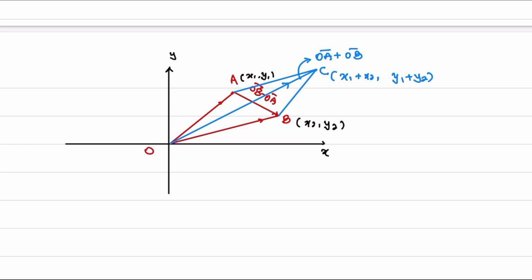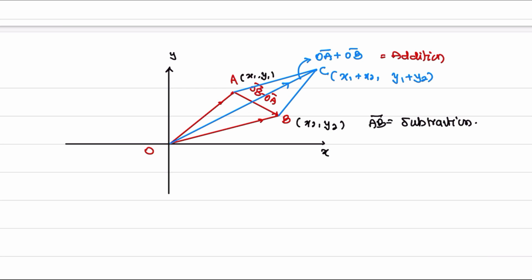Blue line represents the parallelogram law of vectors, and blue line O to C represents the addition. And the red line represents AB, which is subtraction. This is how geometrically the addition and subtraction of two vectors is represented.